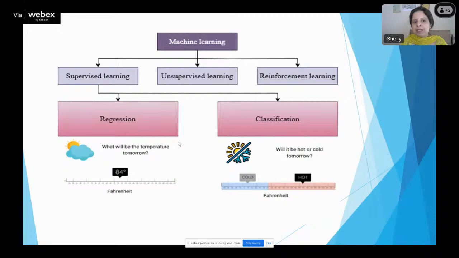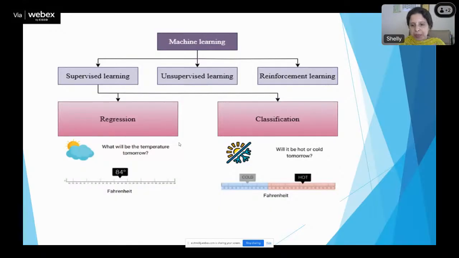Since we are talking about logistic regression, it comes under supervised learning. Under supervised learning, the main categories, as per Andrew's book, are that we either classify or we apply a regression. So what's the difference between classification and regression?